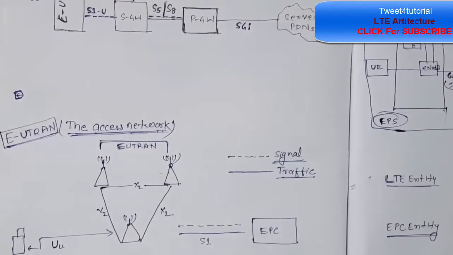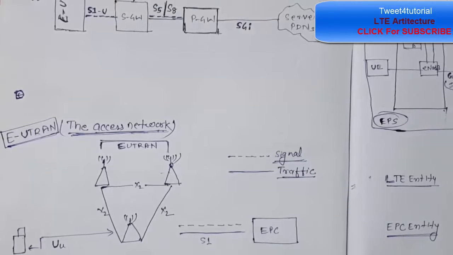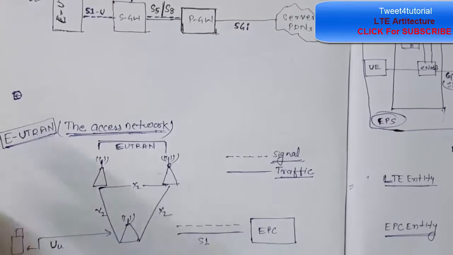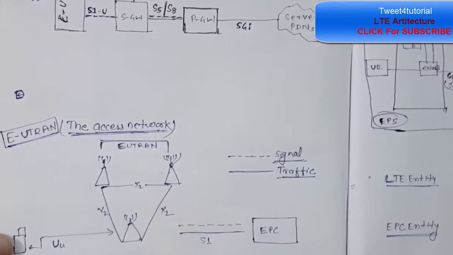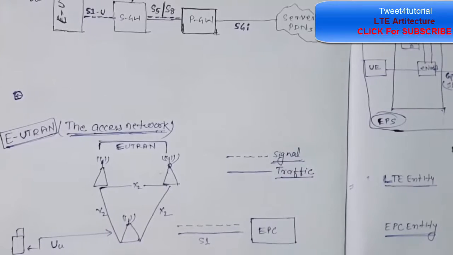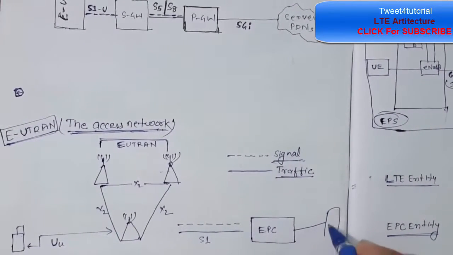The Evolved Packet Core communicates with the packet data network in the outside world, such as the internet, a private corporate network, or the IP multimedia system. The interfaces between the different parts of the system are denoted as Uu, S1, and SGi. The SGi interface is between the EPC and the PDN gateway.